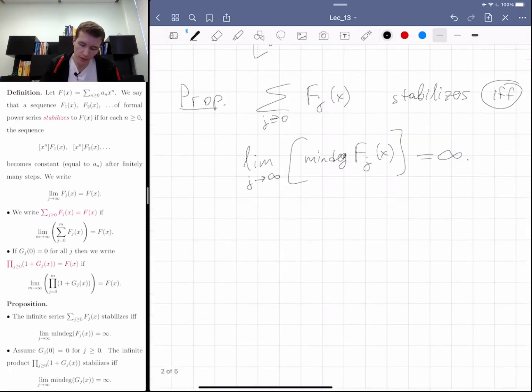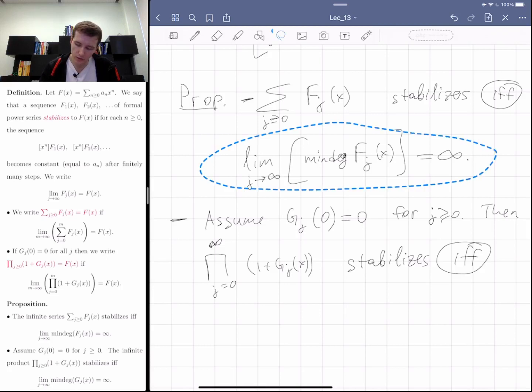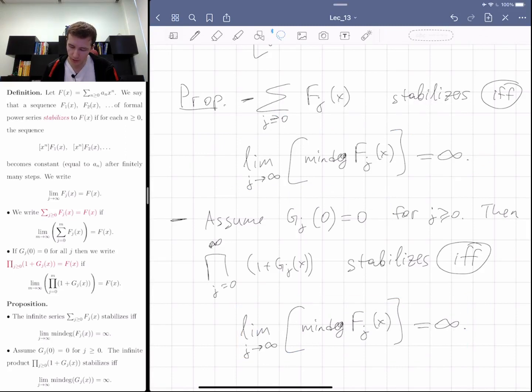And similarly, that's the first part. The second part: if you assume that all these g sub j of x have 0 constant term, then the infinite product over j from 0 to infinity of 1 plus g sub j of x stabilizes if and only if the same condition on the minimal degree holds, except I have to write g sub j of x.